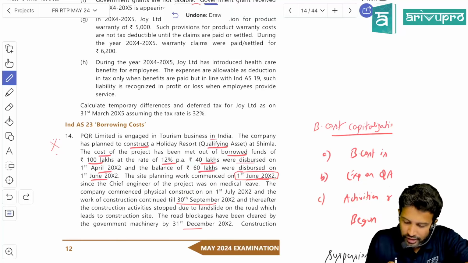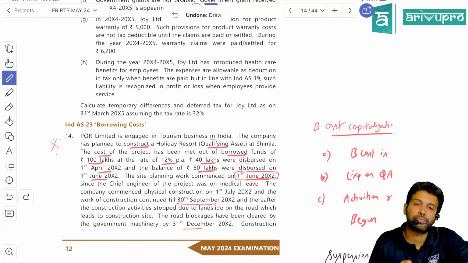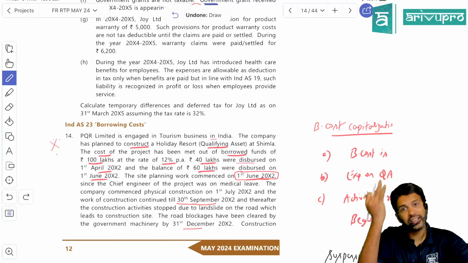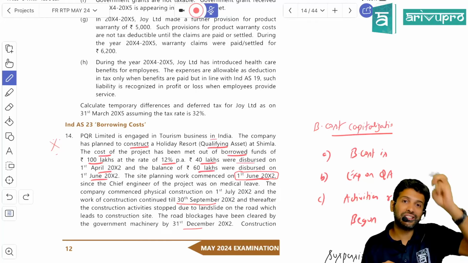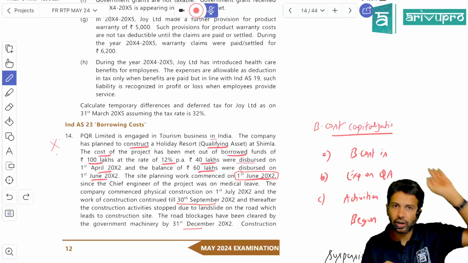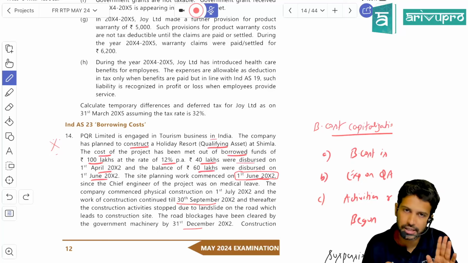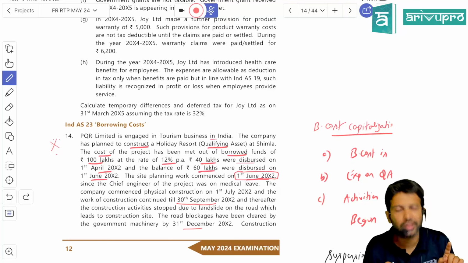The site planning work commenced on 1st June. We know, sir, you might have taken the loan on 1st April, so can you start the capitalization on 1st April? No. For capitalization of borrowing cost, 3 conditions should be satisfied. The day on which all 3 conditions are satisfied, that day only you can capitalize. What are those?